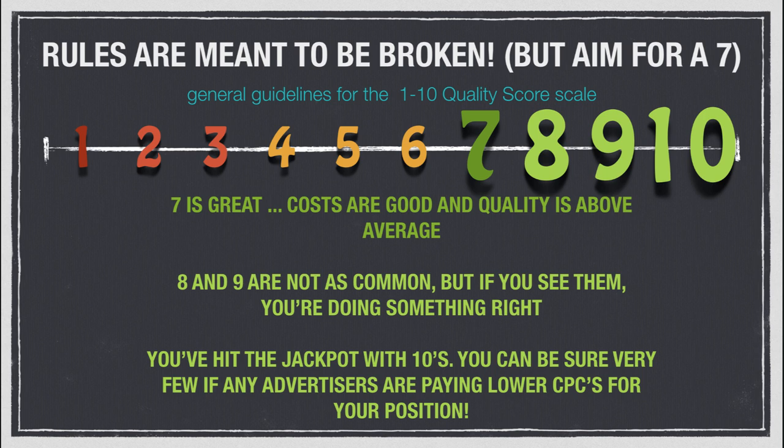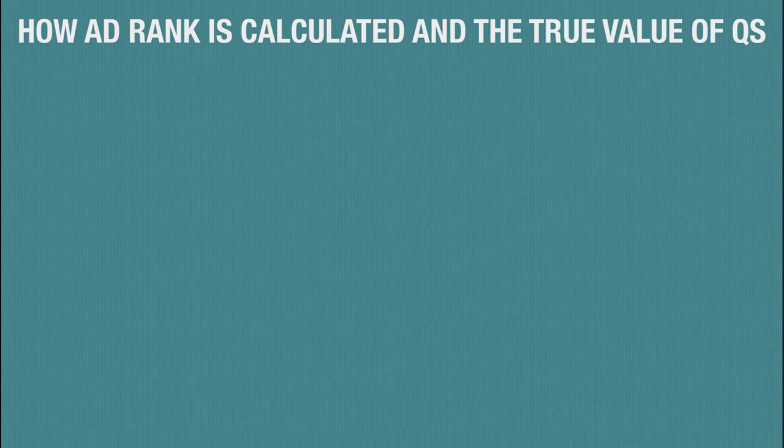Obviously, 10 is the most coveted quality score. You're scoring close to perfect in Google's eyes on all fronts, and you can be confident that your CPCs are at rock bottom for your given position. Of course, if your quality score is a 10 and you're paying an average of $2 for position 3, an advertiser at position 5 or 6 could very likely be paying less than you. If you only pay attention to one slide in this entire presentation, this should be it.